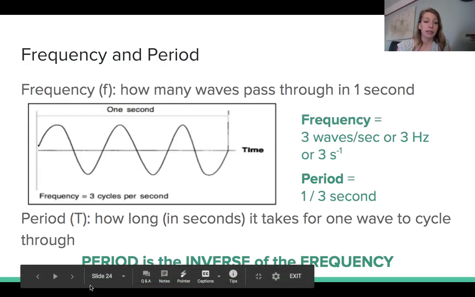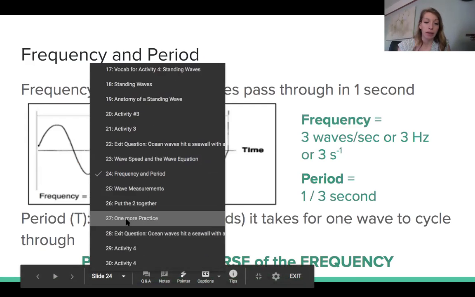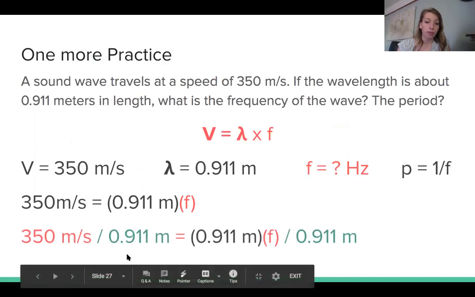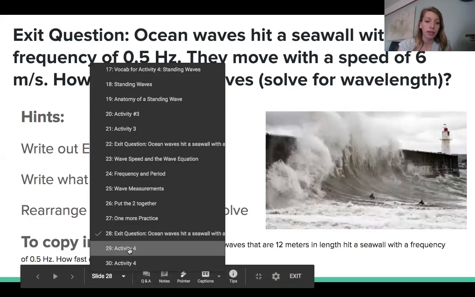So that's this lesson. So you'll get to the end, you'll put everything together. I have another practice problem for you to go through to solve for one of those aspects of your wave equation, and then you'll get back to your focus question. So that is your first lesson.